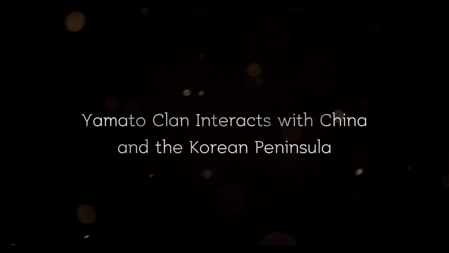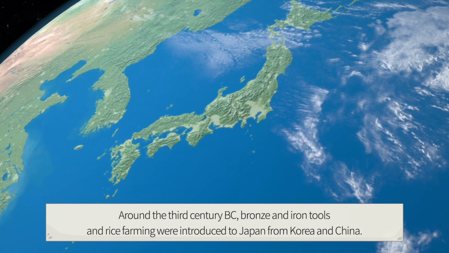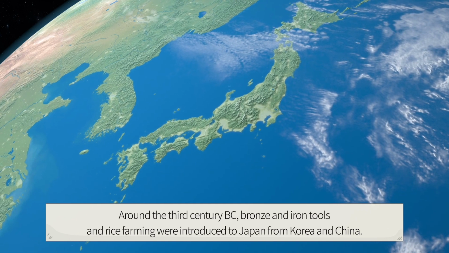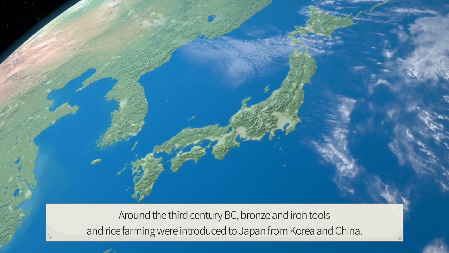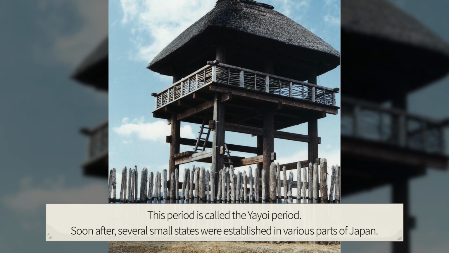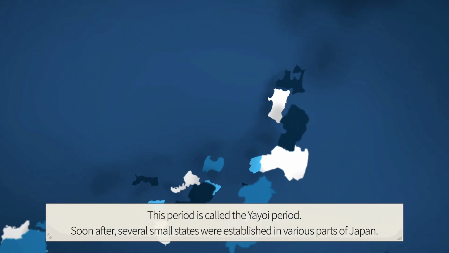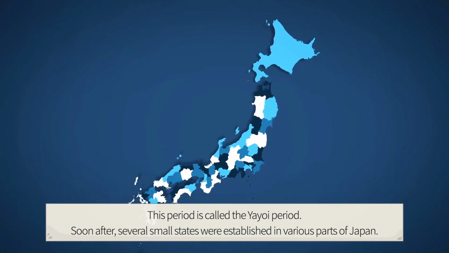Yamato clan interacts with China and the Korean peninsula. Around the 3rd century BC, bronze and iron tools and rice farming were introduced to Japan from Korea and China. This period is called the Yayoi period. Soon after, several small states were established in various parts of Japan.